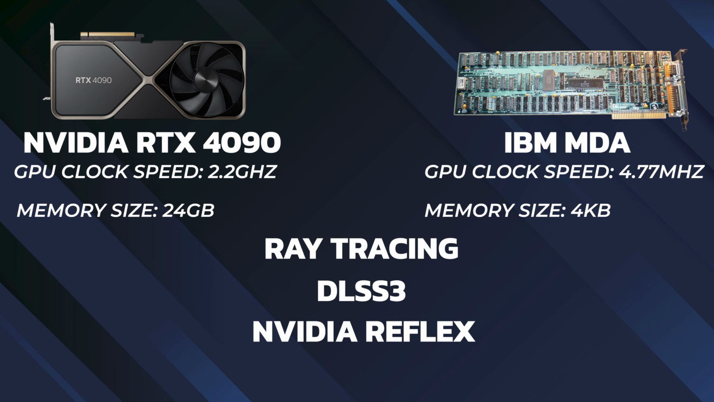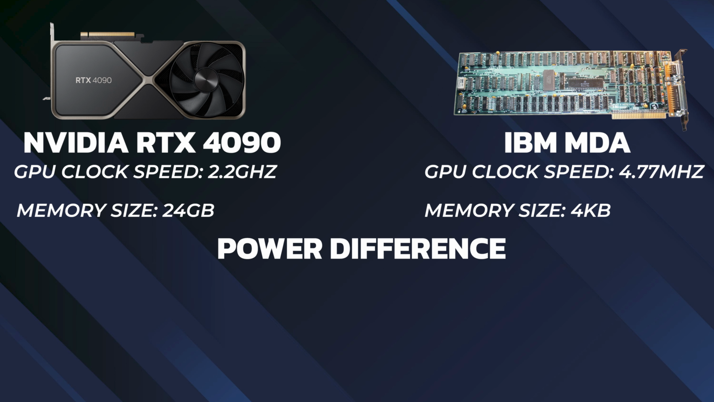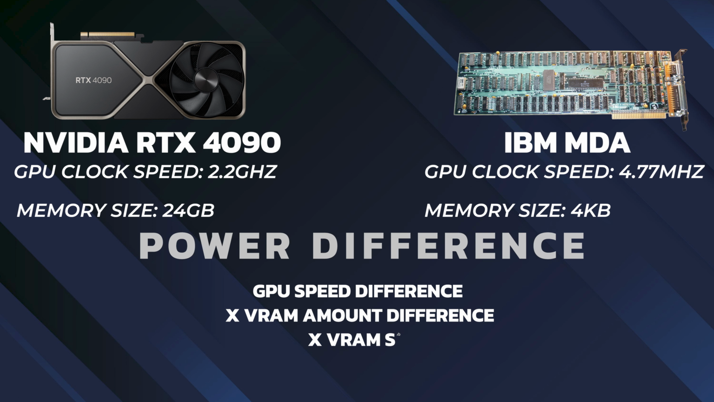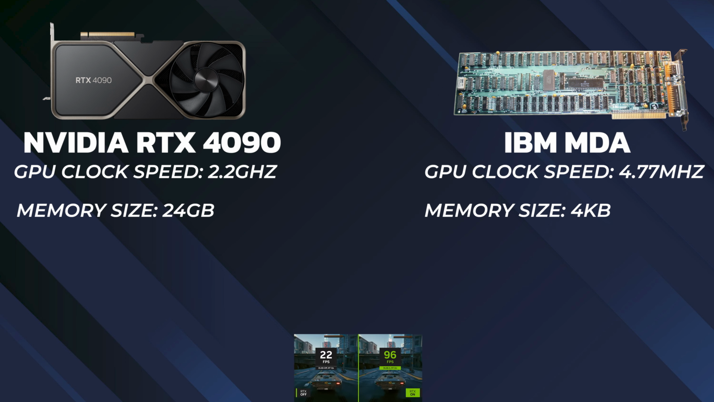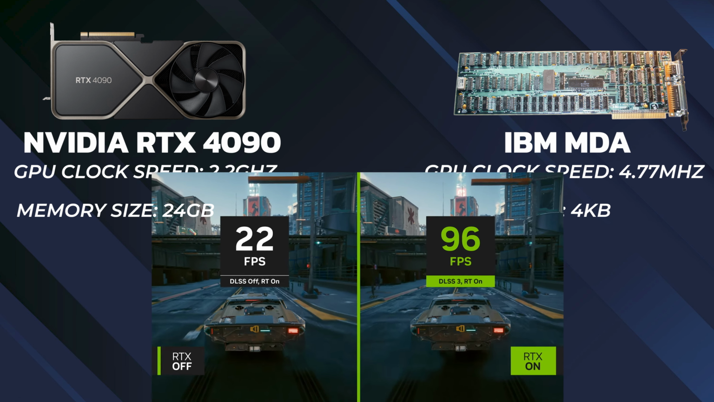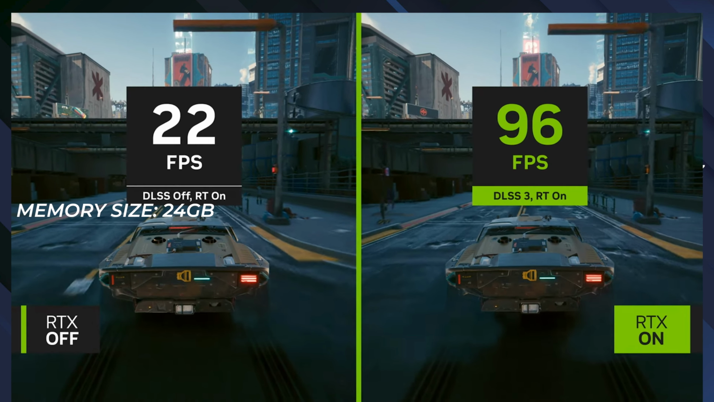Comparing the first graphics card to today's most powerful graphics cards is quite difficult. This is because graphics cards are no longer just about hardware power. Nevertheless, we will use the following formula to roughly calculate the power difference. Power difference will be calculated with GPU clock speed difference, GPU memory amount difference, memory clock speed difference, and technology performance increase. It's a very relative concept, but for the sake of fairness, we will base the performance on the FPS increase coefficient shown by the DLSS 3 technology in games. DLSS 3 technology provides approximately 3 times FPS increase in games.